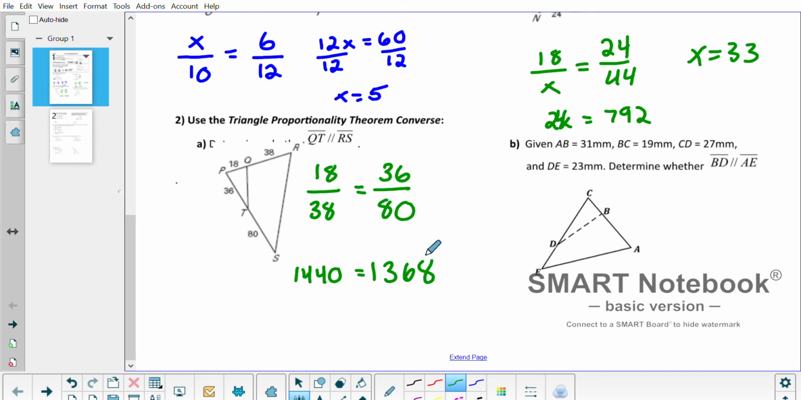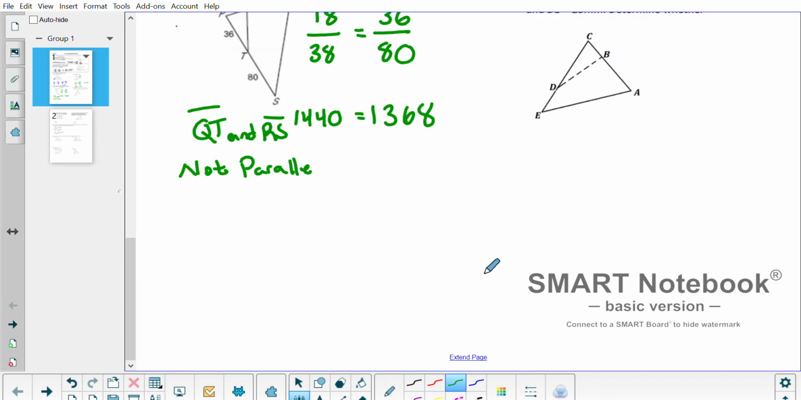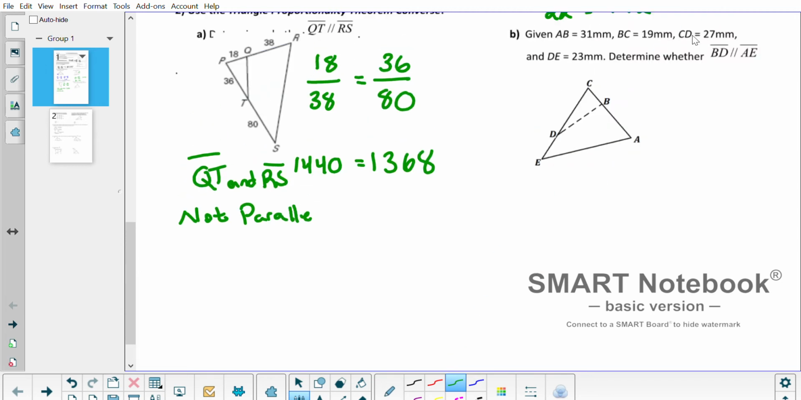$1,368. So because these are not equal numbers, we know that these side lengths are not proportionate. So this, we can say that QT is not parallel. QT and RS are indeed not parallel because the side lengths are not proportionate. Go ahead, pause the video, try part B here, or example B.